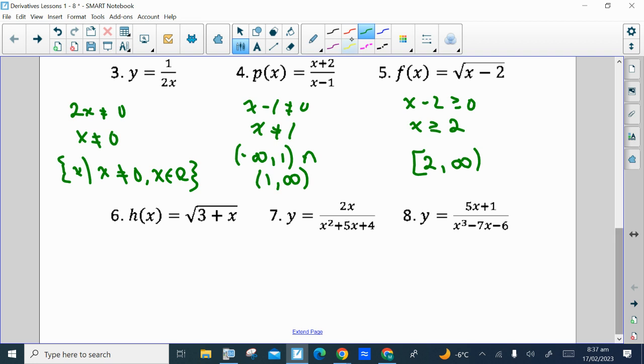Right, same thing with question 6. Can't take the root of a negative, so the radicand 3 plus x must be greater than or equal to 0. And in this case, x has to be greater than or equal to negative 3.